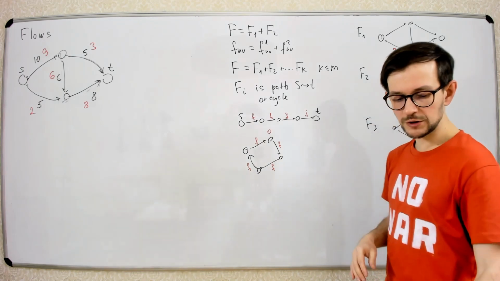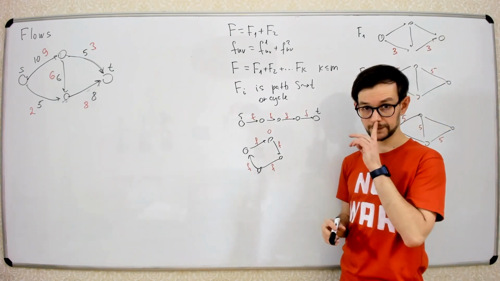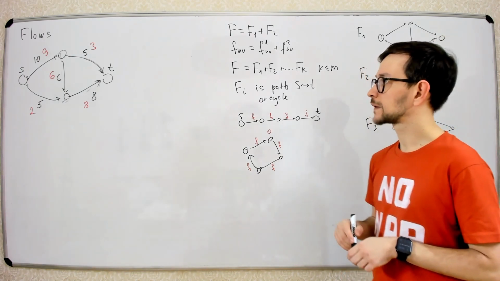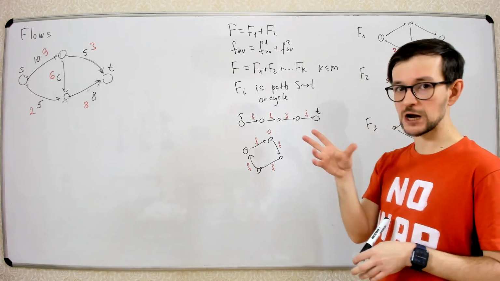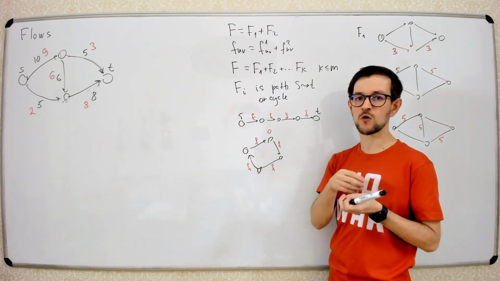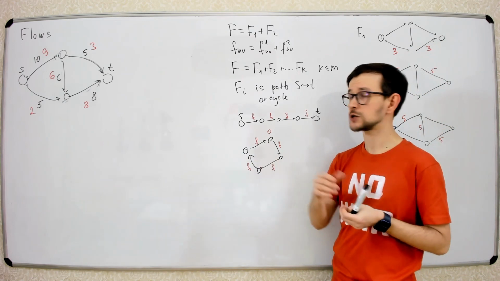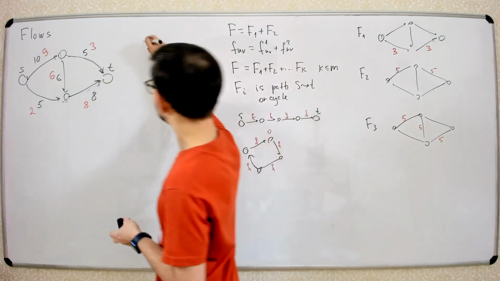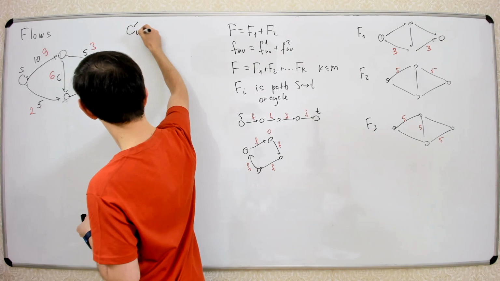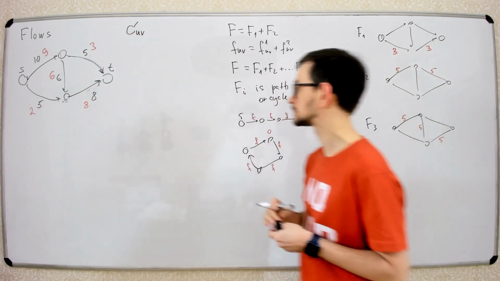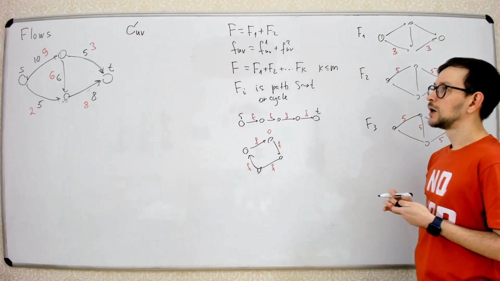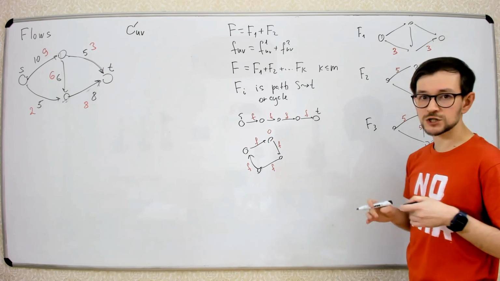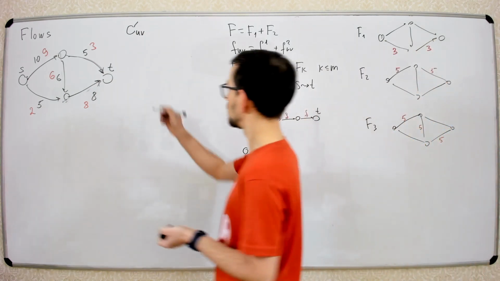What I want to do is build what's called a residual network. What does it mean? For each edge, I will calculate how much more flow I can push through this edge. It's called residual capacity. It's just the difference between the maximal possible flow and the current flow.